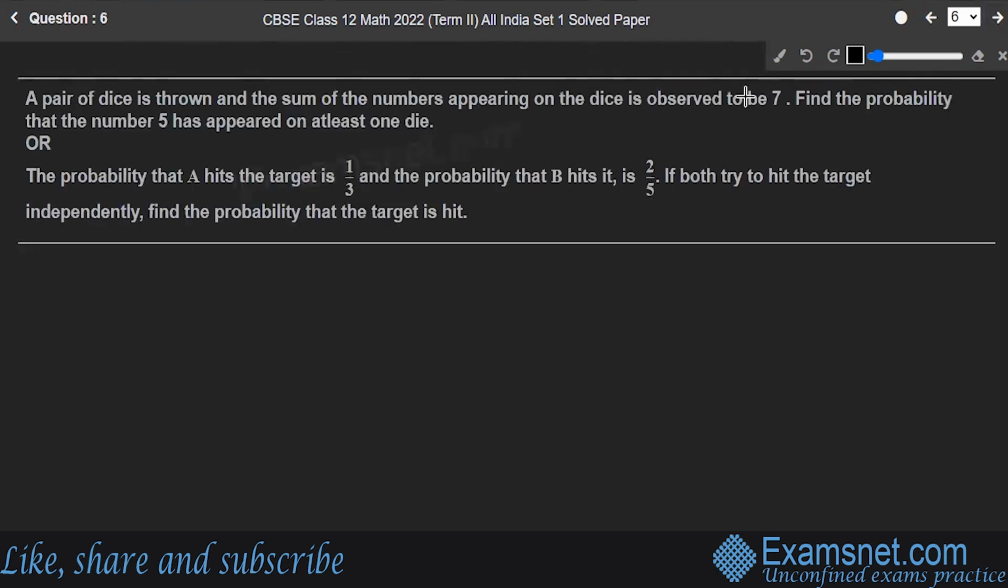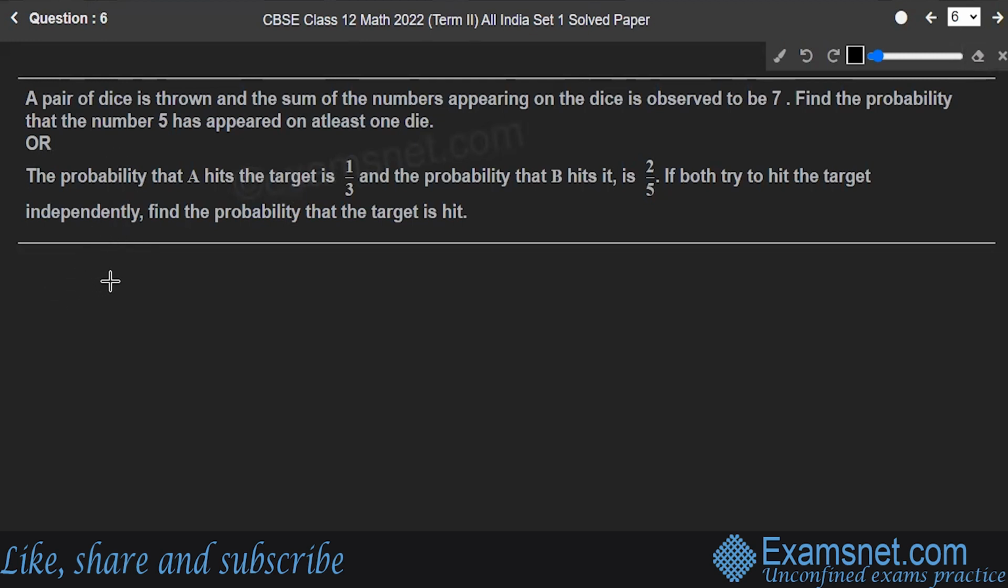Let's move to the next question, number 6. A pair of dice is thrown and the sum of numbers appearing on the dice is found to be 7. You have to find the probability that the number 5 has appeared on at least one die. Or there is a choice. So you are given a choice between these two questions. You can attempt any one of these. So we will be solving both the questions and it's up to you, whichever you find easy.